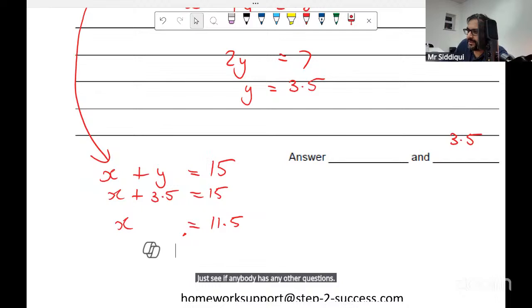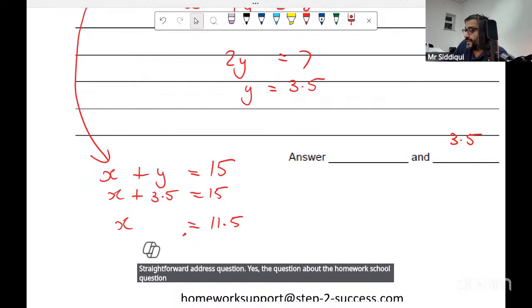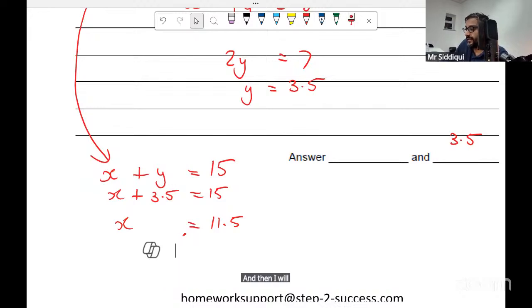Yeah, there's some other year nines. Let's go from straightforward to the rest question. Yes, the question about the homework school question. If possible, send it on the WhatsApp, and then I will get to it. If you could take a picture of it and send it on the WhatsApp, I will figure it out. Hopefully, I can't guarantee it.